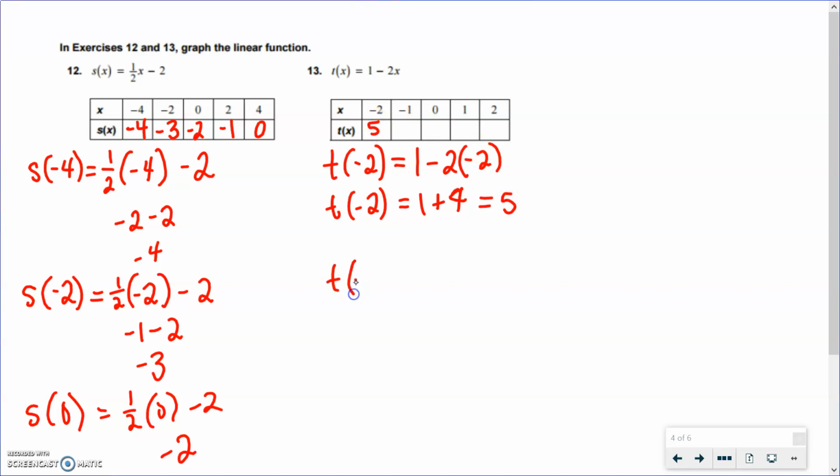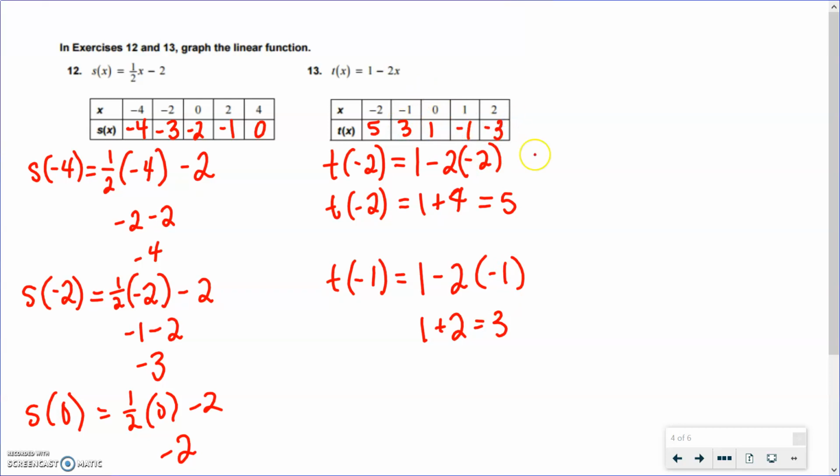Now I'm going to do t of -1 because that's my next input. So 1 minus 2 times -1. And we can just continue this pattern and fill this in. So that's 3. Oh, and again, it's going down by 2, so I can use that then to fill in the rest.